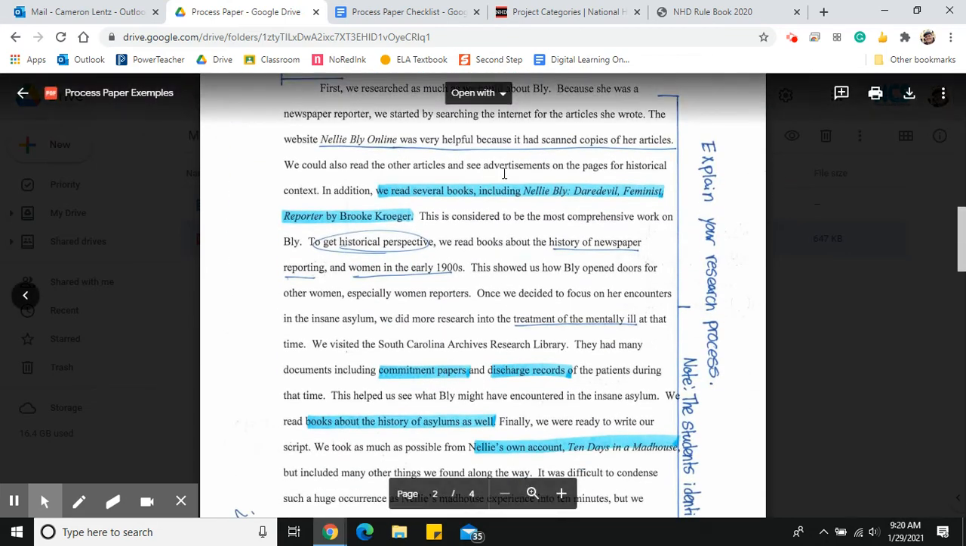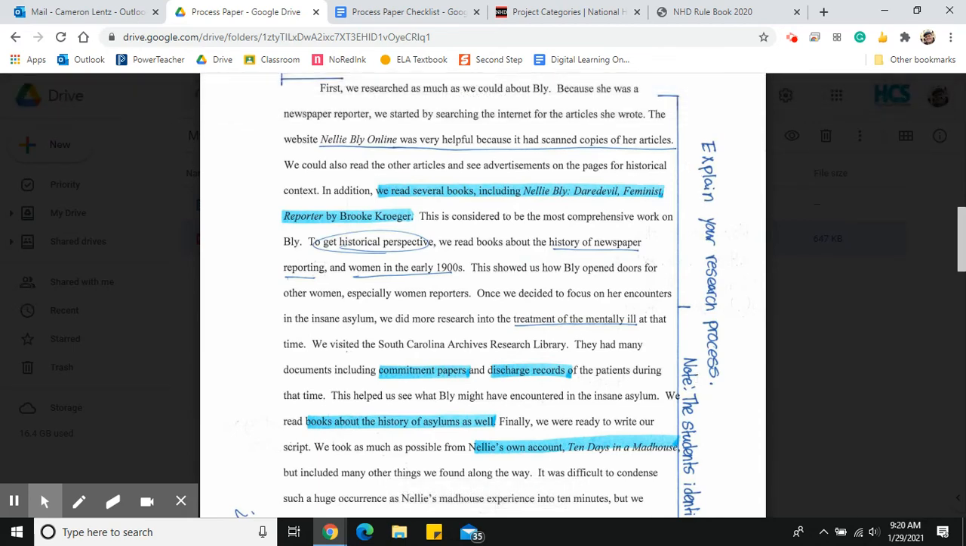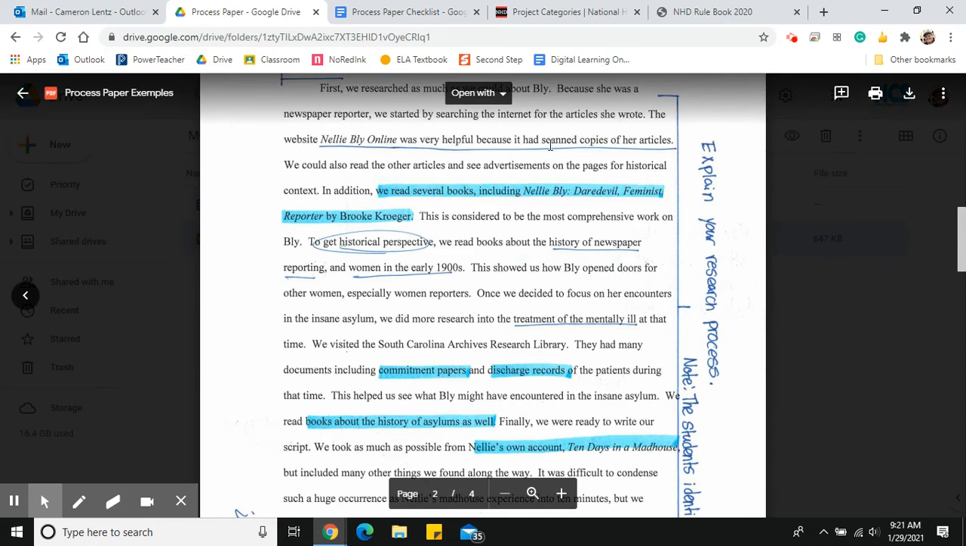Now, the next paragraph, I'm not going to read to you explicitly, but it's usually the longest part of the process paper, and this is the research process. It makes sense that this is the longest part of the paper because the research process is typically the longest part of the NHD process. So basically, what they talk about here is how do they start their research? What kind of questions do they generate? Where do they look to answer those questions?